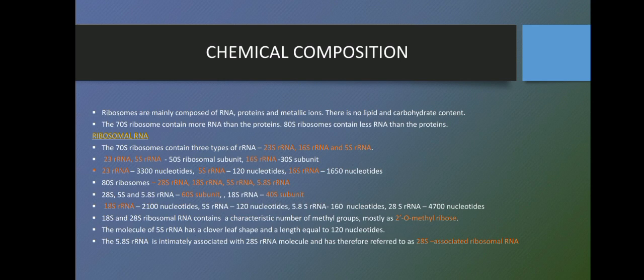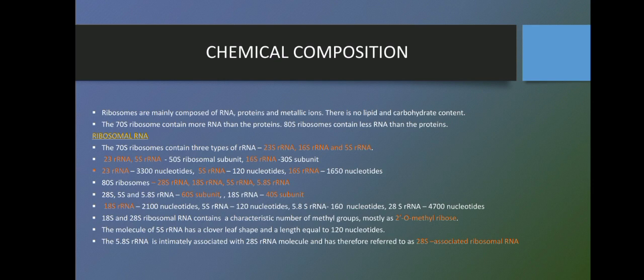Next is the chemical composition of ribosomes. The ribosomes are mainly composed of RNA, proteins, and metallic ions. Lipid and carbohydrate are absent in ribosomes. The 17S ribosome contains more RNA than protein, and the 18S ribosome contains less RNA than protein.